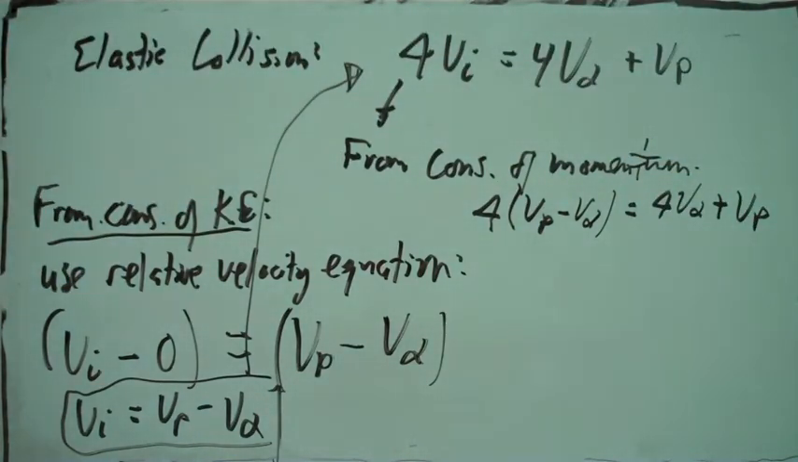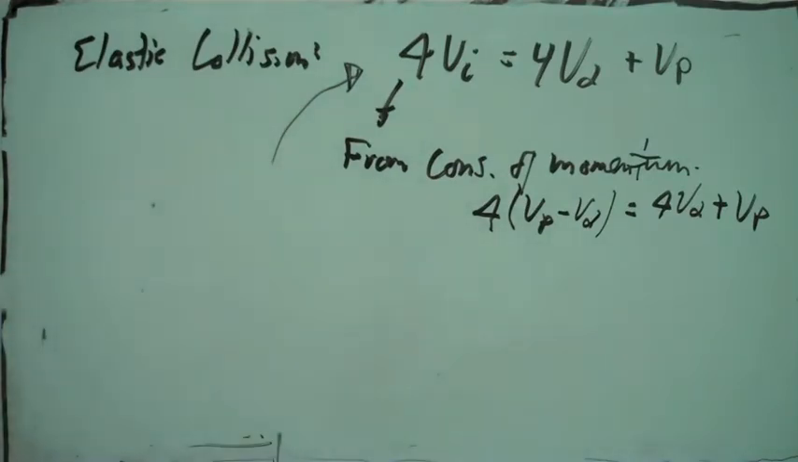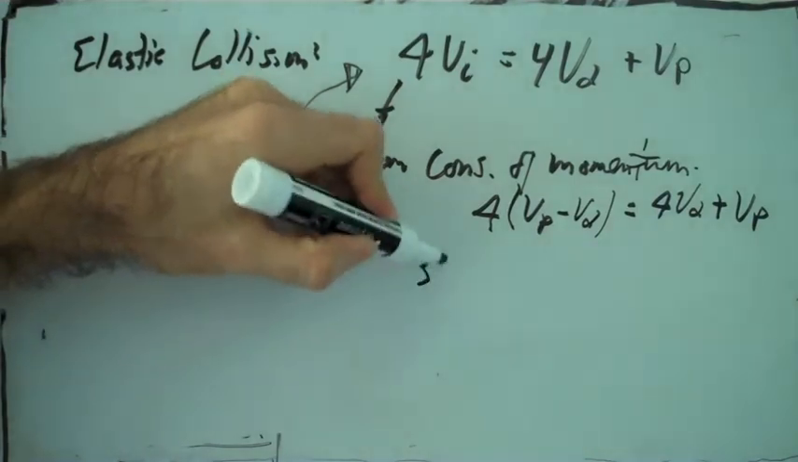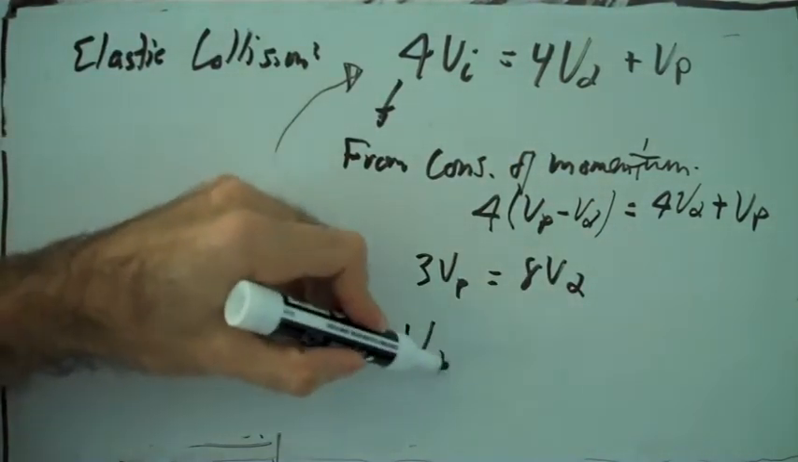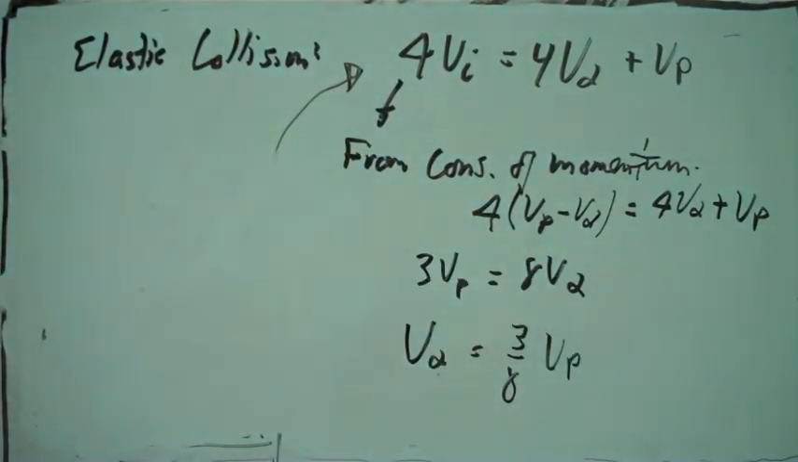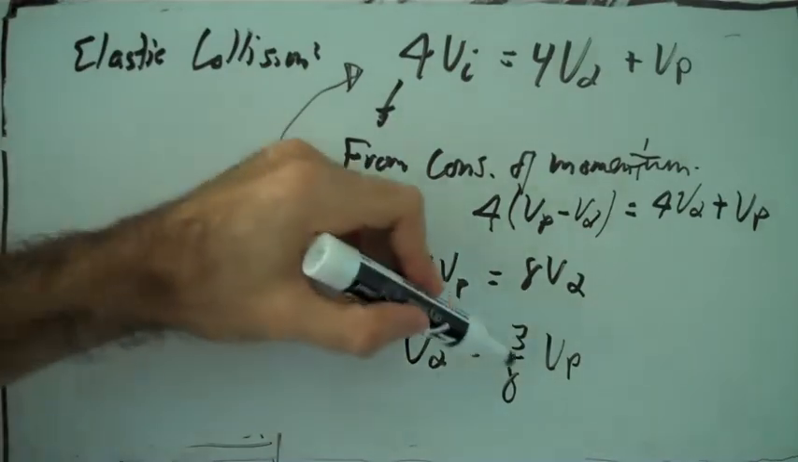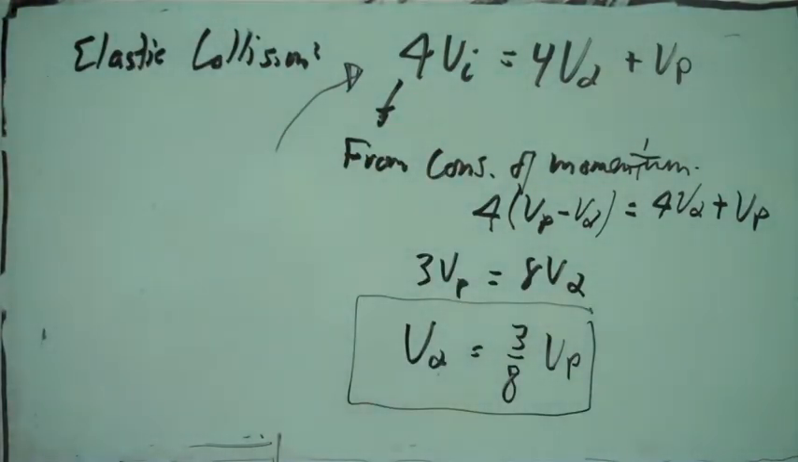Okay, so now it's easy to simplify this. So we have an equation that relates the velocity of the proton to the velocity of the alpha particle after the collision. And we can write that the velocity of the alpha particle after the collision is 3/8 of the velocity of the proton after the collision. Okay, so we have this equation that's going to be useful for us soon.